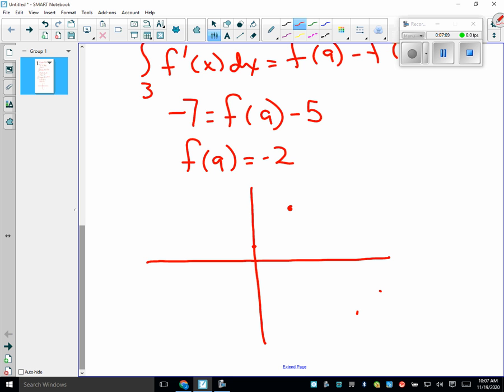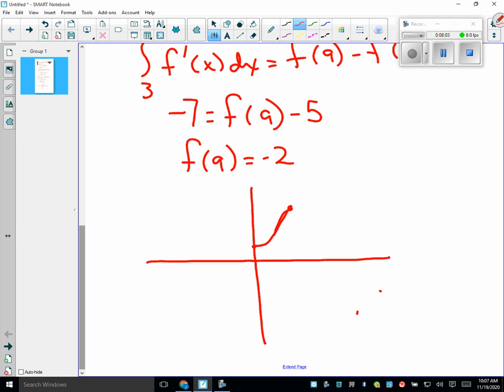Now, looking at the derivative, from 0 to 3, my function is increasing, isn't it? So my question now is, is it concave up or concave down? From 0 to 3, this piece right here. 0 to 1.5 is concave up, and 1.5 to 3 is concave down. So I would say it's going to look like this. What would you say? Right? Because it's got to curve up and then curve down.